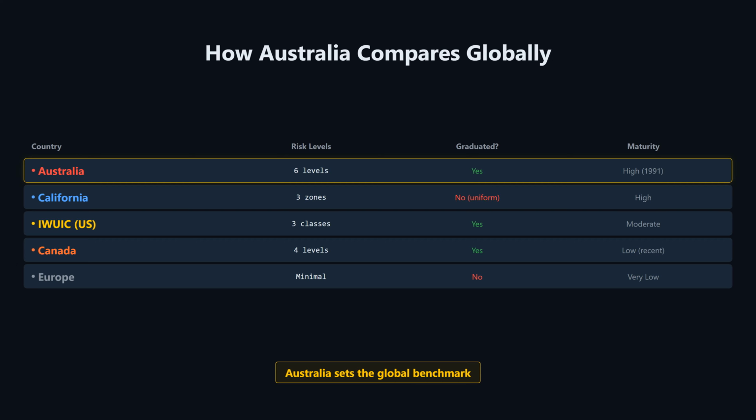Canada only recently developed its first national wildfire building guide. And Europe, despite devastating wildfire seasons, comprehensive building standards for wildfire prone areas barely exist. Australia's graduated science based approach, 6 levels tied directly to radiant heat flux, sets the global benchmark. But as Tathra showed, the framework is only as strong as its implementation.